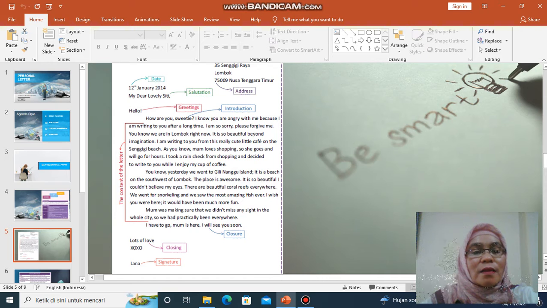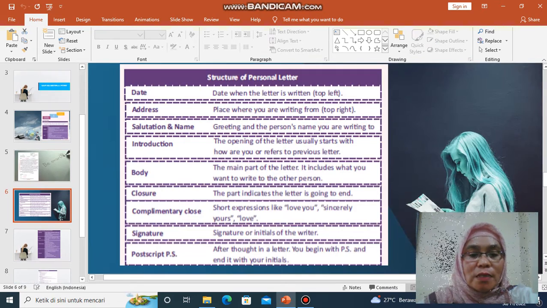Next, after that, there is the content of the letter here. Then after the content, you will look at the closer. Here is the closer. I have to go. Mom is here. I will see you soon. So it means that Lana will stop writing the letter. And at the last, Lana said in the closing, lots of love. And then signature. Then after that, there is the name of Lana. So that is the example that you can use to make the letter. How to make the letter? You can look at the example like this.